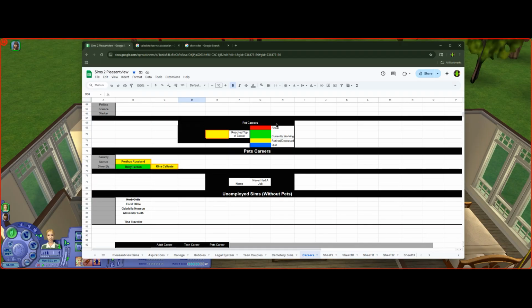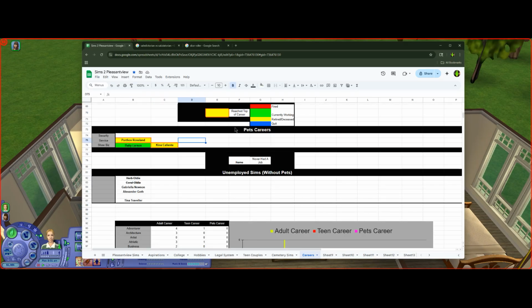We scroll down, we got pet careers. So again, red is fired, green is working, yellow is retired or deceased, blue is quit, and yellow with a gold rim has reached the top of career. And as you can tell, Porthos and Kina both reached the top of their careers. So that's that. And then unemployed Sims without pets. I'm not going to really add pets, because more than likely pets are not going to have careers unless their Sims want them to have them.